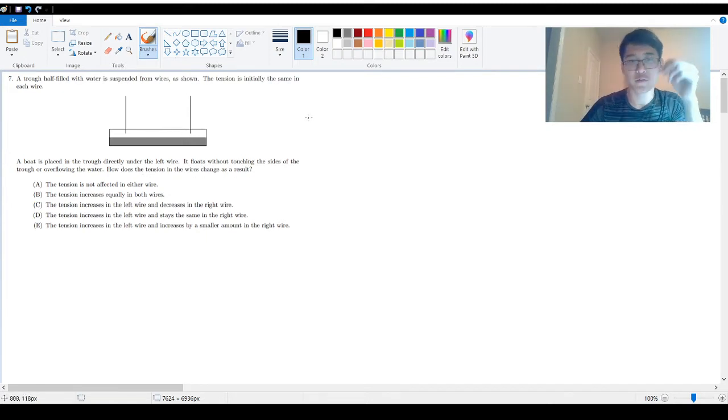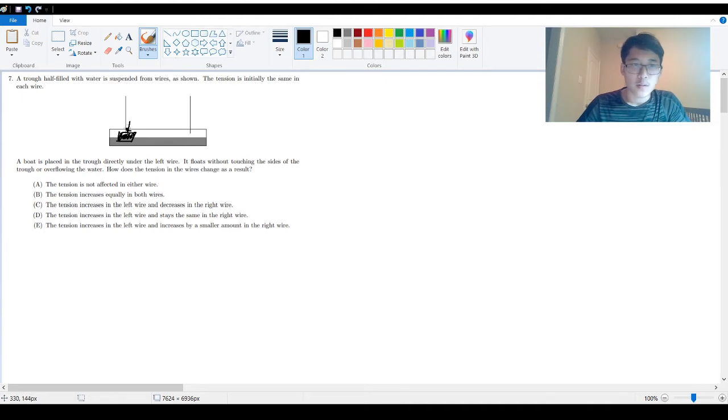So this question is actually a really conceptual question, and it's a pretty good test of your fluid mechanics skills. The question is basically saying that you place something in here, and then obviously there's weight going down onto it. It floats without touching the sides of the trough or overflowing the water, so it's just chilling right here. How do the tensions in the wires change as a result?